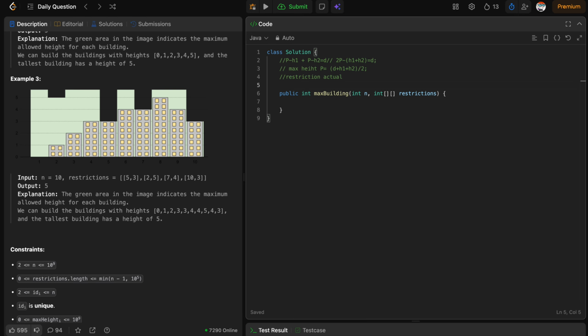So what we are going to do is, first we need to find the restriction. So we need one array which has all the restrictions.